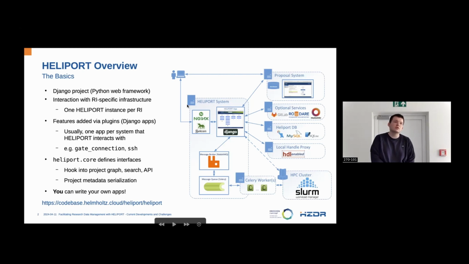Then the HELIPORT core app defines certain interfaces which you can use in apps, for example, to hook into the project graph that was shown already, or into the search feature, as well as into the project metadata serialization. And this is now a bit of a call to action. You can write your own apps if you would like. You can find the HELIPORT source code on the Helmholtz code base, or you can reach out to us via any of the means on the website that Oliver already showed.